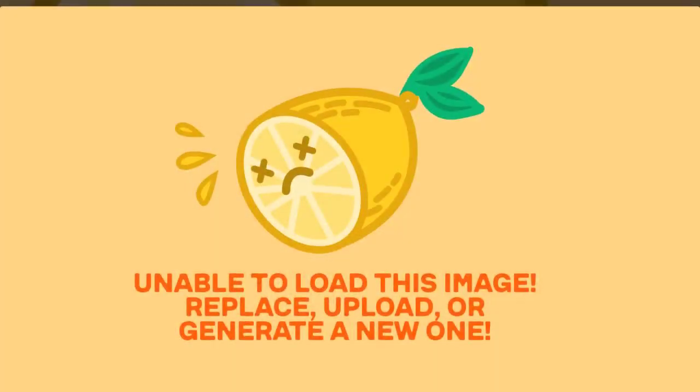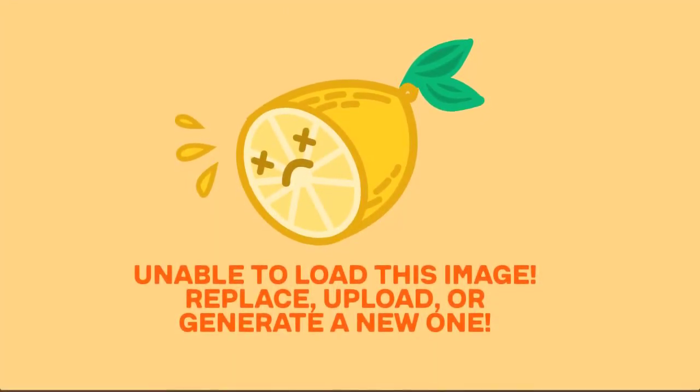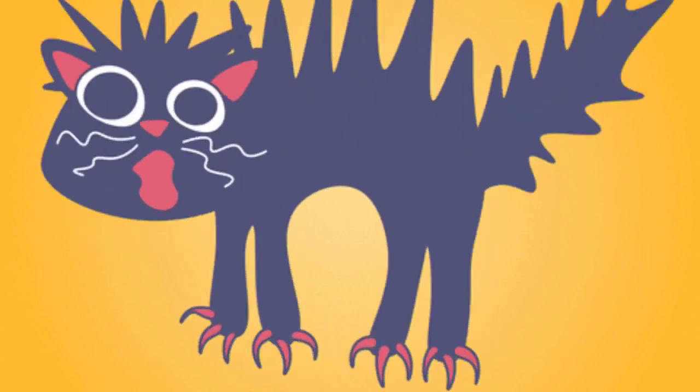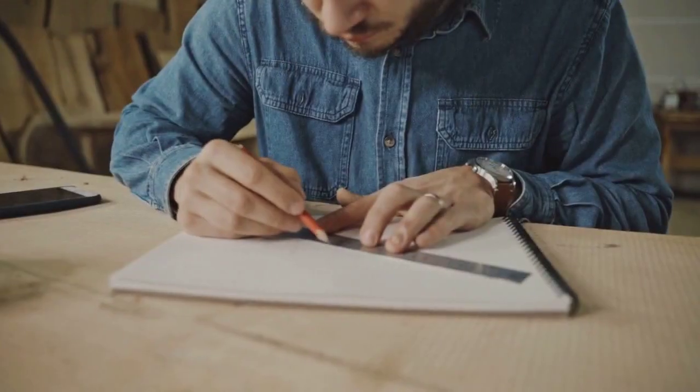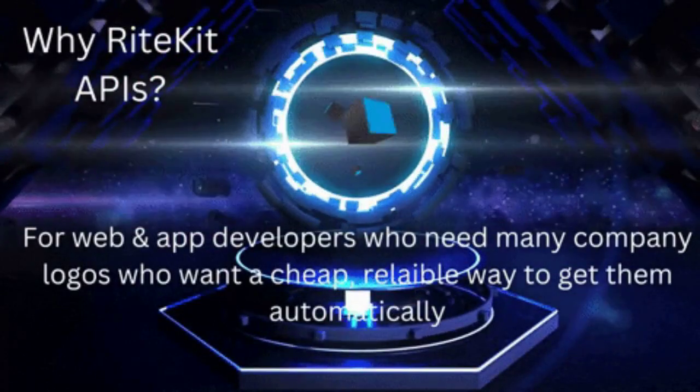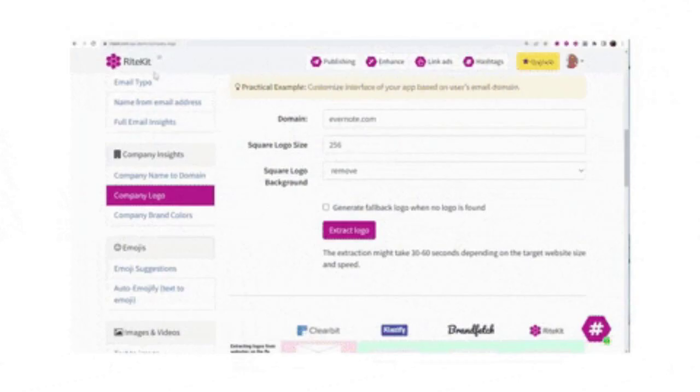Planning. First, you plan what your website will look like and what it will do. Think of it as drawing a blueprint before building a house. Coding. This is where the magic happens. You write HTML, CSS, and JavaScript code to create your website based on your plan.